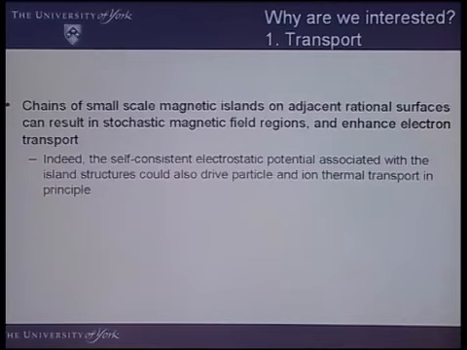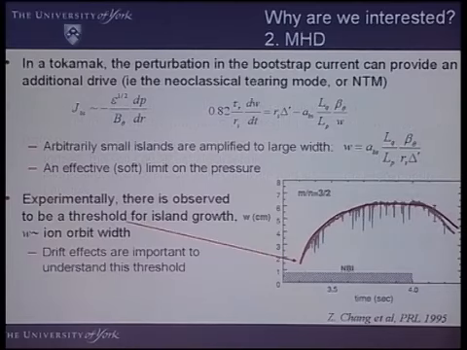However, as I've already said, there is an electrostatic potential also associated with these islands, so there is at least the possibility that it's not just the stochastic magnetic field which will drive the transport, but also the electric fields, the local electric fields around the island, which I'll describe later, can drive an electrostatic transport process, and therefore it's not inconceivable that these can also influence the particle and the thermal transports. But that hasn't been worked out, but in principle it could contribute to the particle and ion transport as well as the electron transport.